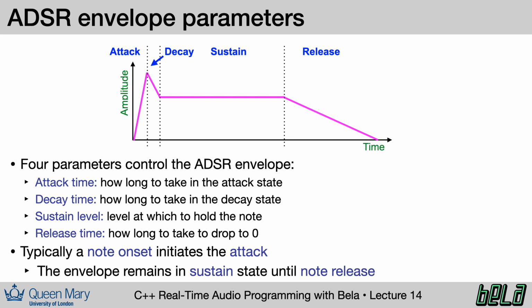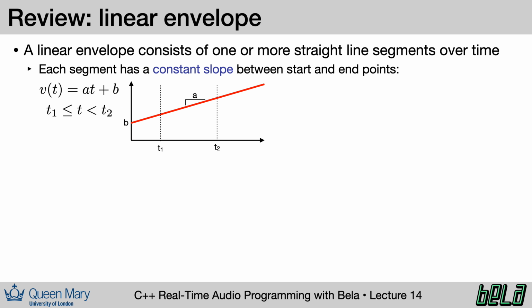In a typical implementation of the ADSR, the attack phase of the envelope will be initiated by a note onset, for example, a key press. The envelope will proceed through the various states, and it will remain in the sustain state until a note release event is received. We'll come back to this progression of states momentarily. But meanwhile, let's back up a couple lectures and refresh our memory about creating line segments.